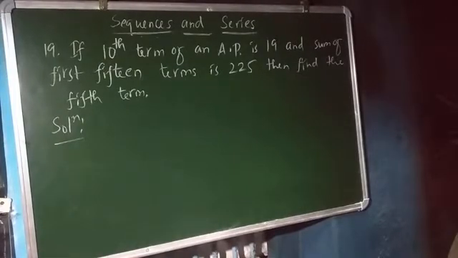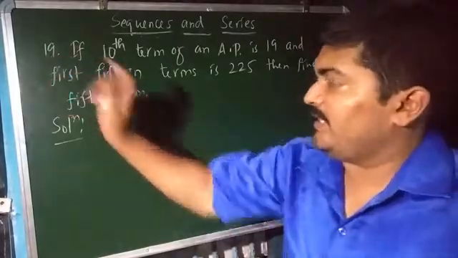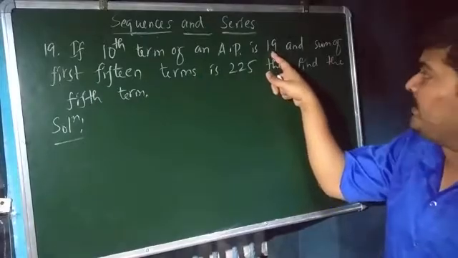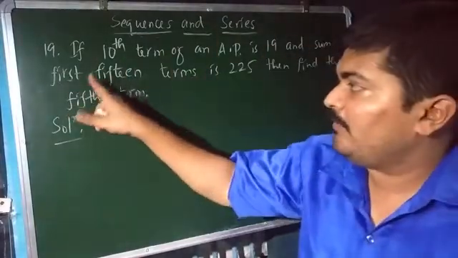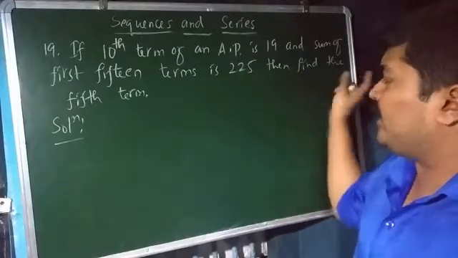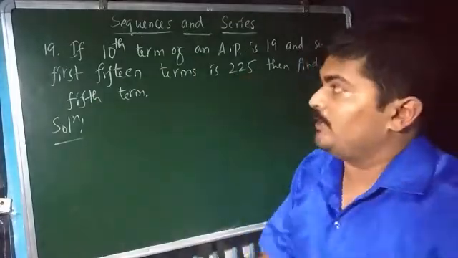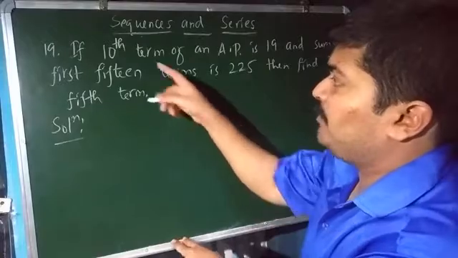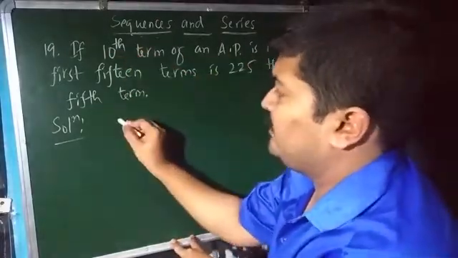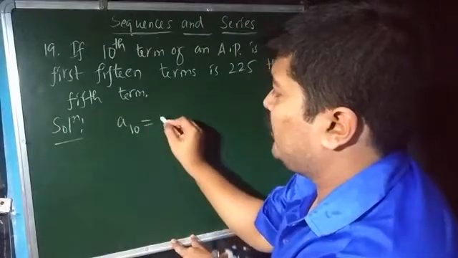Now let me move on to the last problem for today's session, that is problem number 19, which states that if the 10th term of an AP is 19 and the sum of the first 15 terms is equal to 225, then your task is to find the 5th term. Now how will you solve this particular problem? See, they have given that the 10th term of an AP is 19. That implies A10 is equal to 19.